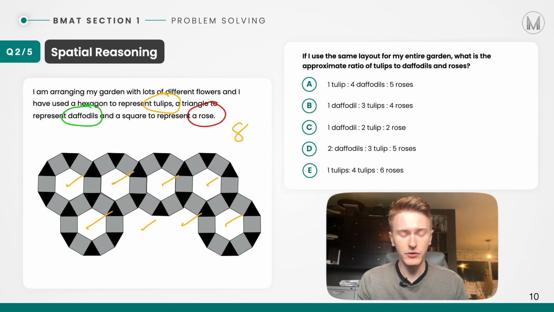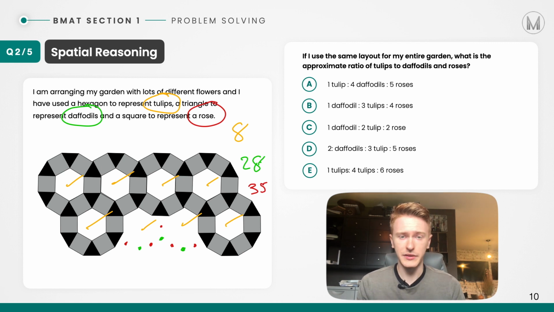So daffodils are triangles. When we count those up and including the ones that are missing, in other words, there'll be one here, there'll be one here, and one here, we end up with 28 daffodils. Finally, when we do that with roses, we end up with 30 squares in the existing pattern, but remember, again, we're going to count those ones that are missing. So we have a square here, a square here, a square here, a square here, and a square here. That leaves us with a grand total of 35.